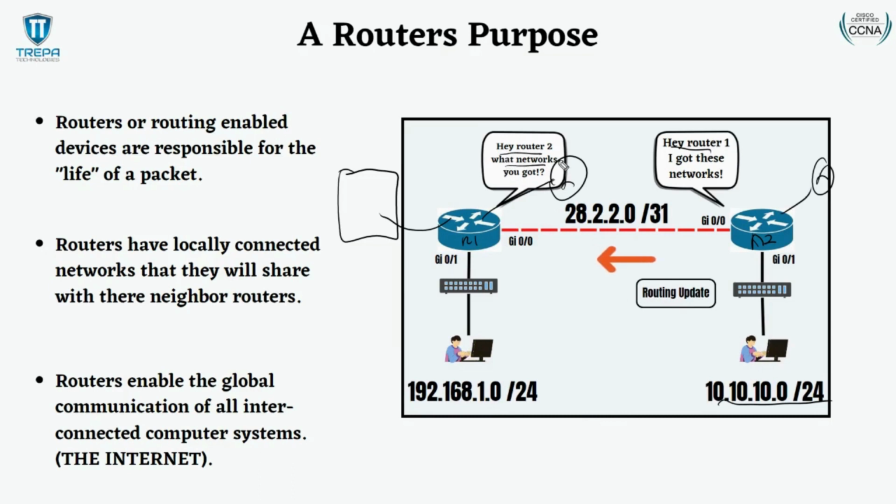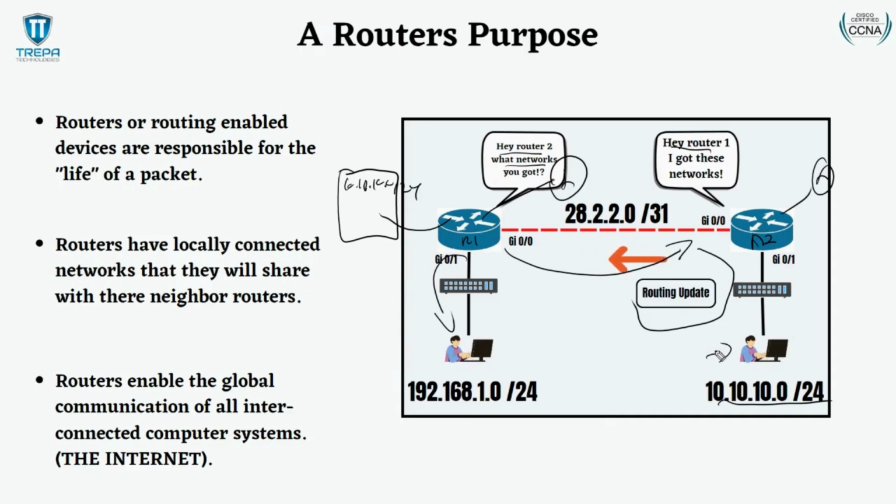Or we could look at it from this perspective. Hey, router 2, what networks you got? And now router 2 is going to share and send a routing update. And now when router 1 receives what router 2 knows about, it's going to inspect and say, okay, cool. If I forward traffic this way, I will be able to reach 10.10.10.0/24. Awesome. Now I'm building my table, my little Excel spreadsheet of how to forward traffic. So now my users here are able to talk to users in this network. I'm making that happen for them.